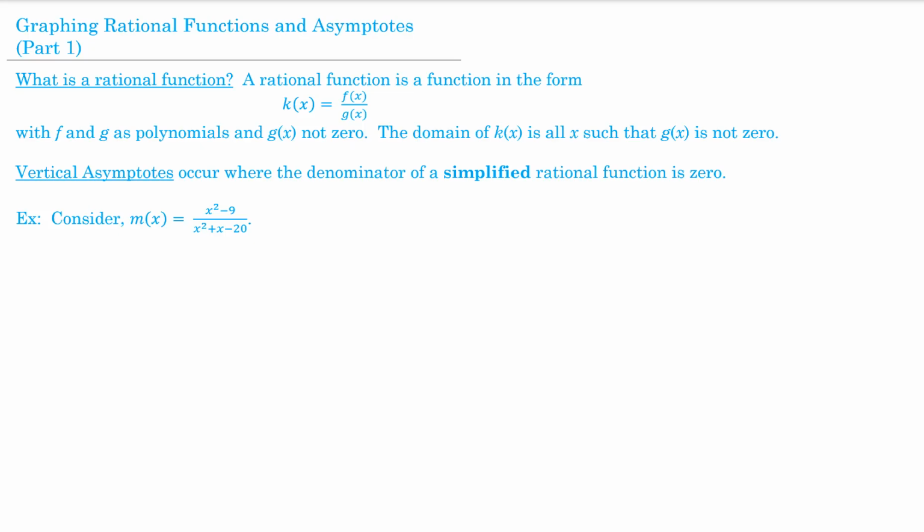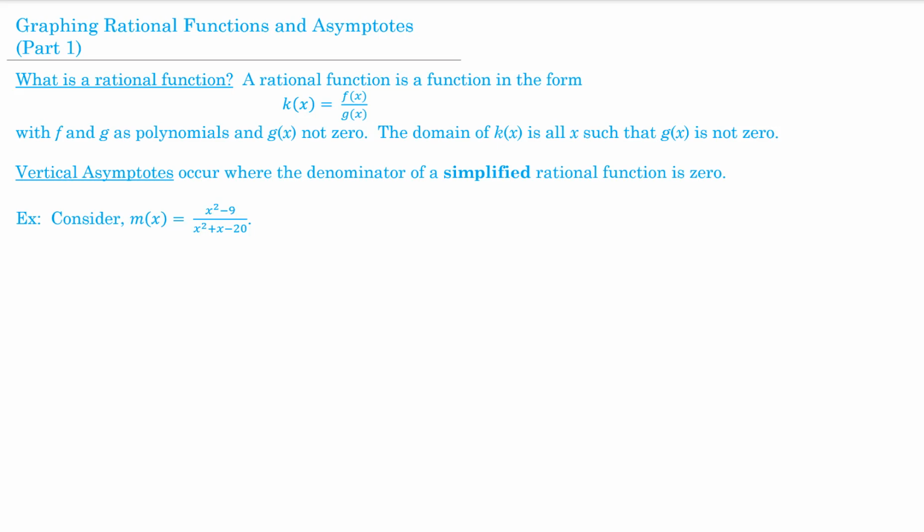I want to welcome you to the first of what I plan to be two videos that deal with asymptotes and graphing rational functions, and then the second video will deal with exponential and logarithmic functions. All right, so if we're going to be graphing rational functions, we need to remind ourselves what a rational function is.